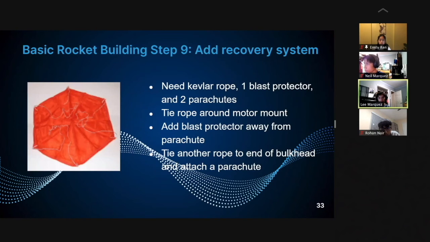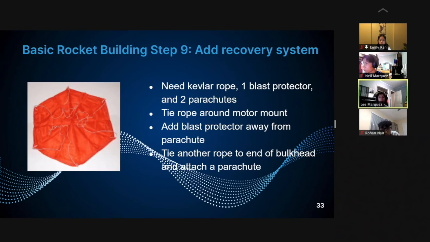Step 9, we add a recovery system. We use Kevlar rope, a blast protector, and parachutes. The blast protector is so that during the blast, the blast won't burn a hole through the parachute or burn the rope of the parachute. This way, the rocket can come down safely every time.